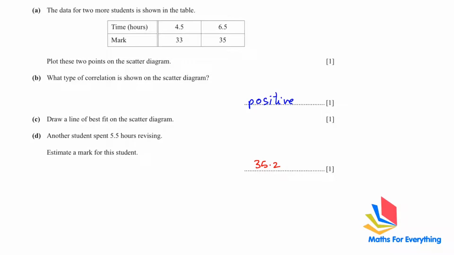So the corresponding mark is 35.2. But in the mark scheme, we have been given that our answer can range from 33.5 to 37.5, and you will be given your mark.